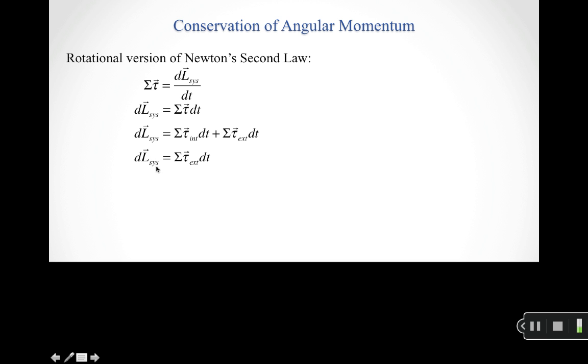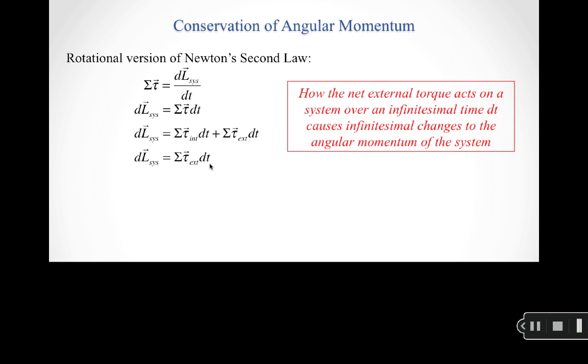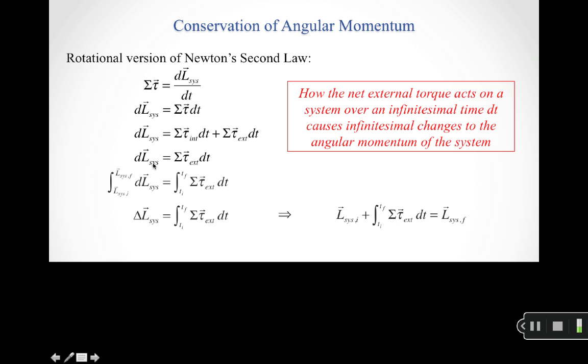So I'm left with an infinitesimal change in the angular momentum of my system equal to the net external torque acting on my system times dt. And this tells me that how the net external torque acts on my system over some infinitesimal amount of time dt is going to cause infinitesimal changes to the angular momentum of my system. So it's highlighting that the net external torque acting on your system over time is what changes the angular momentum of your system.